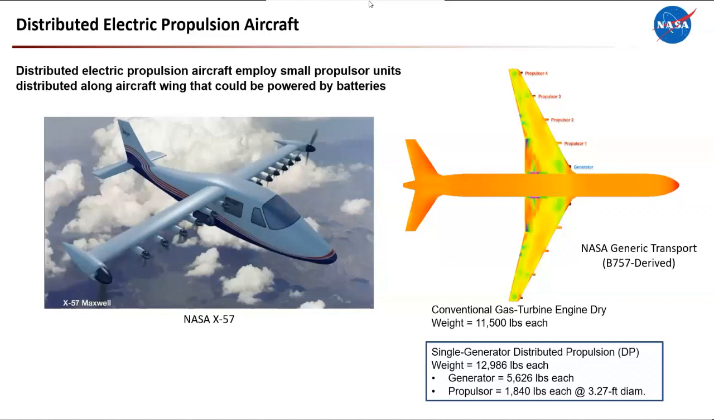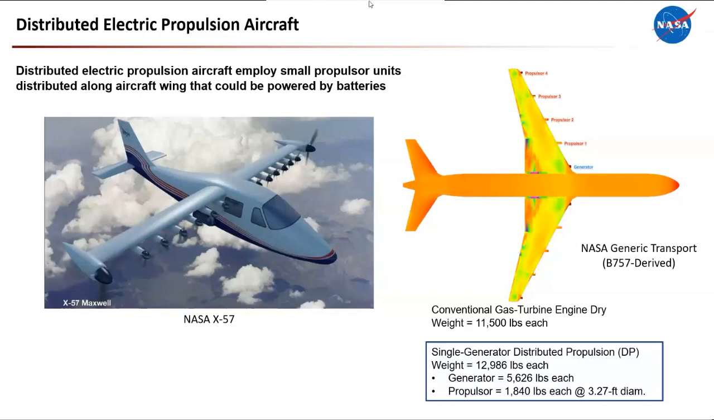We call it a turbo generator. So we've got a turbo generator, which is still a fossil fuel burning gas turbine engine, but it's going to be smaller because it's only going to generate electricity to power the electric propulsors. So we have a generator that maybe weighs about 5,600 pounds, and those little propulsors may be about 2,000 pounds each.